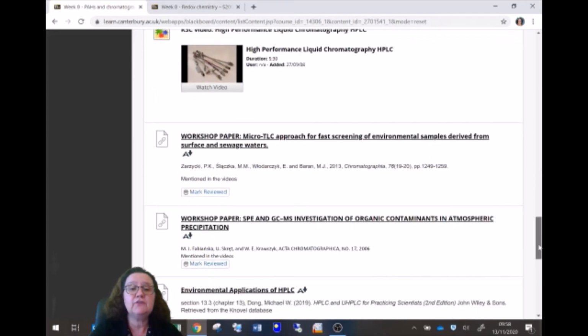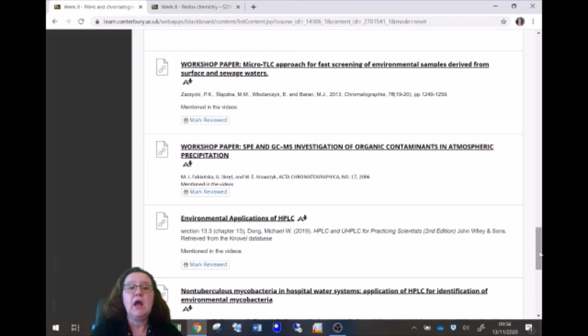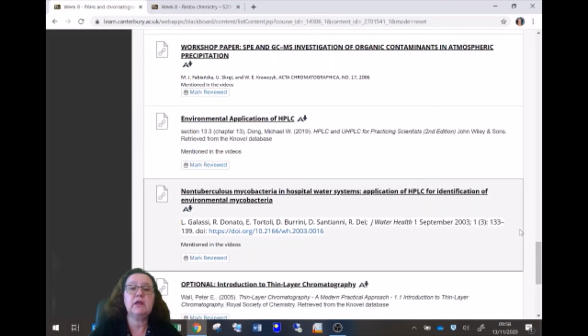You also have the two workshop papers we're going to be discussing, that are also mentioned in the videos. One is the one on thin layer chromatography and the other one on GCMS. I've also included a particular section, 13.3, of a book called HPLC and UHPLC for Practicing Scientists. It's a section dedicated specifically to the environmental applications of HPLC, and it's available from the Nobel database.